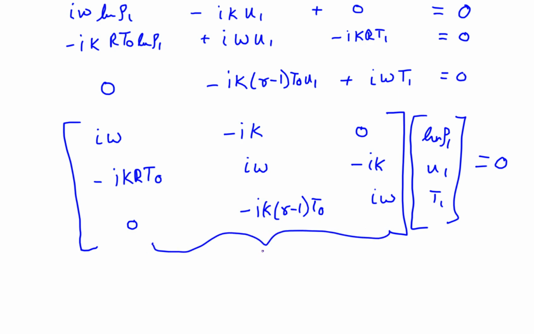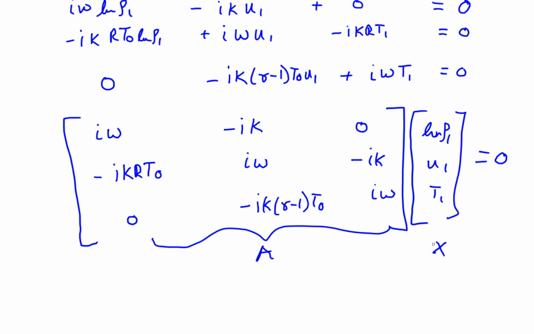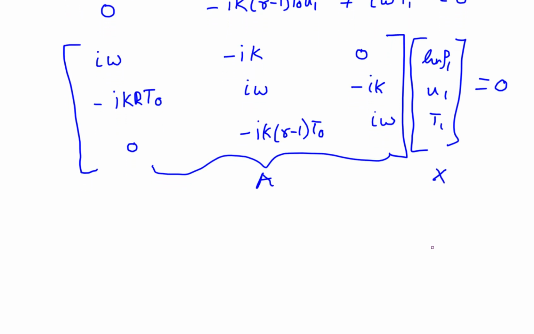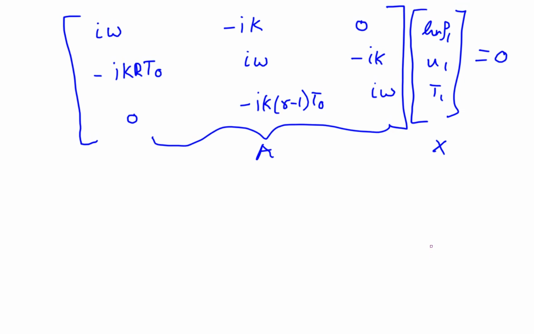So this is a matrix A. This is our linear operator matrix A operating on our set of variables x, and the whole system is equal to 0. Now, when will this system have interesting solutions? We have basically two conditions on the solvability of A.